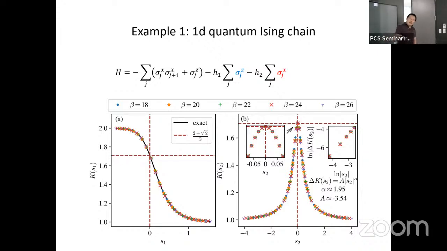Okay, so the second case is the magnetic perturbation, and then we just pick up the second term. In this case, you see that again we also have data collapse, even though we don't know the analytical formula for this entropy.